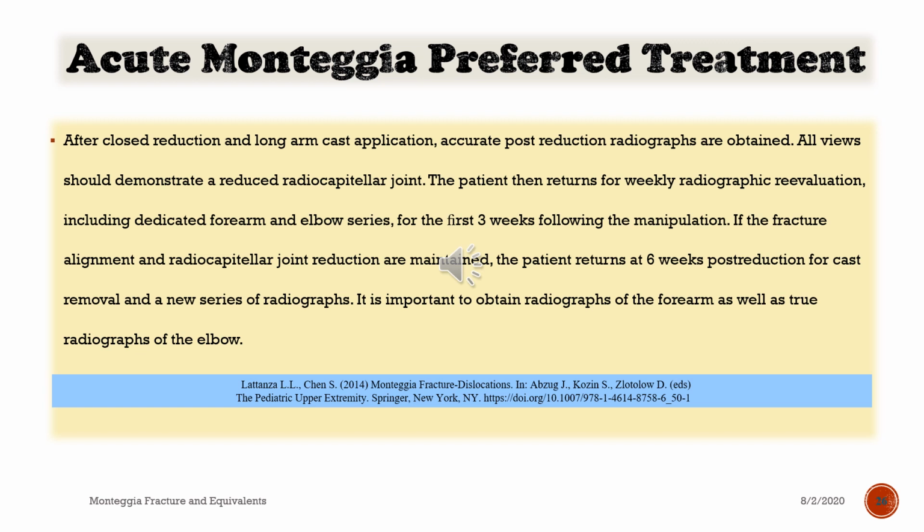After closed reduction and long arm cast application, accurate post-reduction radiographs are obtained. All views should demonstrate a reduced radiocapitellar joint. The patient then returns for weekly radiographic re-evaluation, including dedicated forearm and elbow series, for the first 3 weeks following the manipulation. If the fracture alignment and radiocapitellar joint reduction are maintained, the patient returns at 6 weeks post-reduction for cast removal and a new series of radiographs. It is important to obtain radiographs of the forearm as well as true radiographs of the elbow.